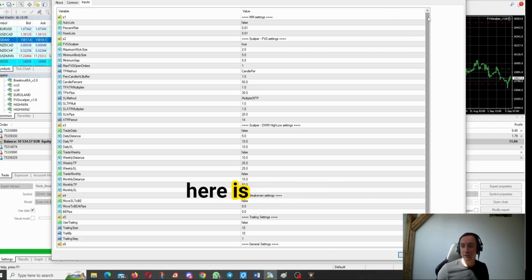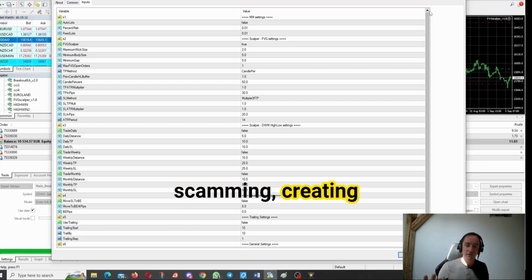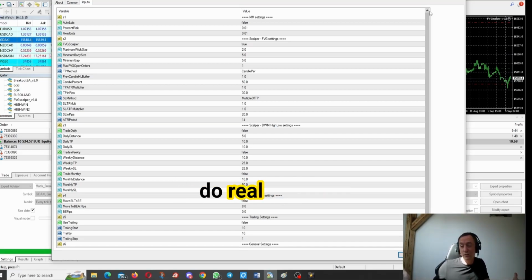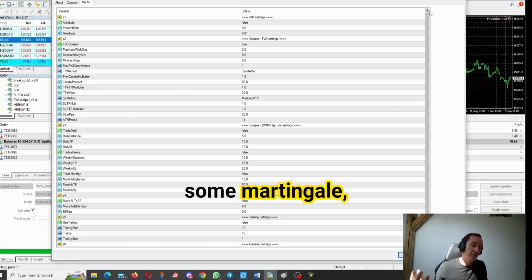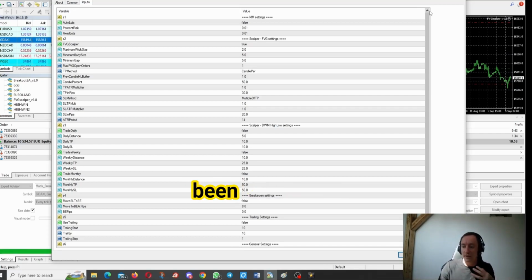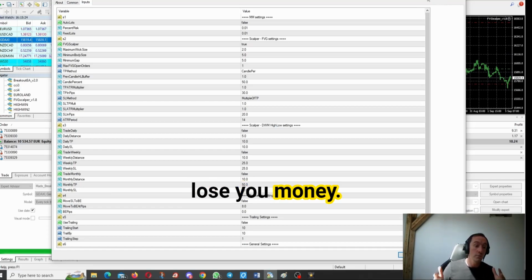My objective here is to always be open, transparent, no BS, no scamming, creating bots that actually do real things. They're not doing some martingale or something tricky that's not been explained. This is a real bot. And like any real bot, it can lose you money. So you have to do this at your own risk, I'm afraid.